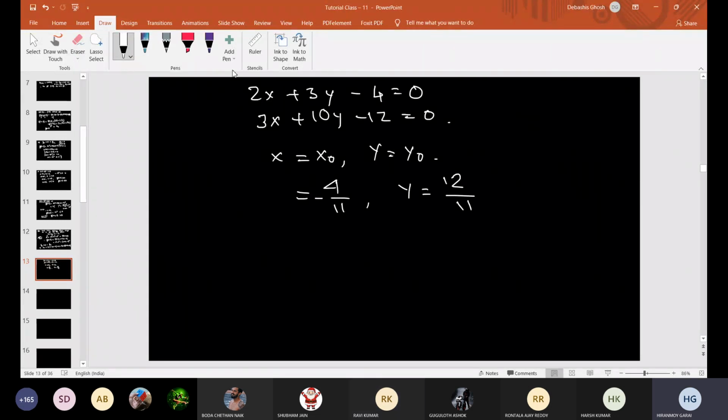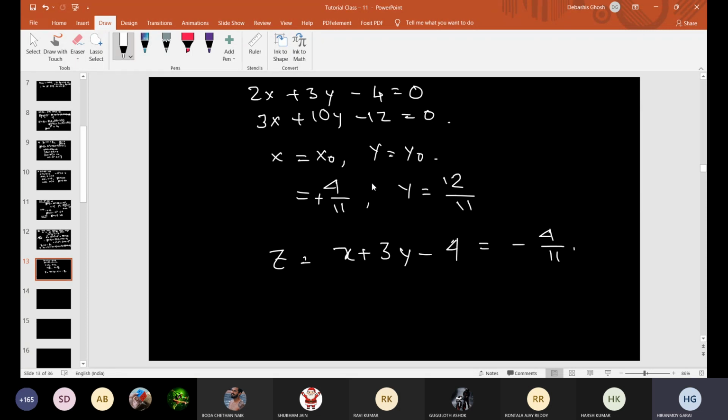So once we get this, we can find the value of z, that is z equals x plus 3y minus 4. So you just find out the points. I am not going to solve this one. x equals 4 by 11, and z equals minus 4 by 11.